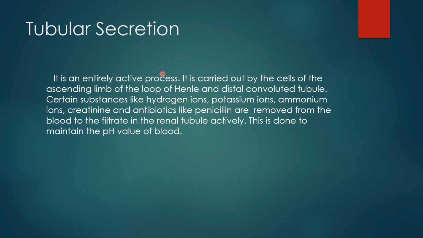So, what did you learn today? You learned that urine formation takes place in 3 steps: ultrafiltration, selective reabsorption, and tubular secretion. Ultrafiltration occurs in the glomerulus. Selective reabsorption occurs in the different parts of the renal tubule, that is in the PCT, in the loop of Henle, and in the DCT. And tubular secretion occurs in the cells of the ascending limb of the loop of Henle and distal convoluted tubule.